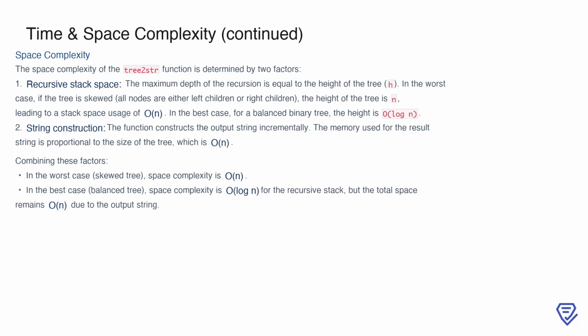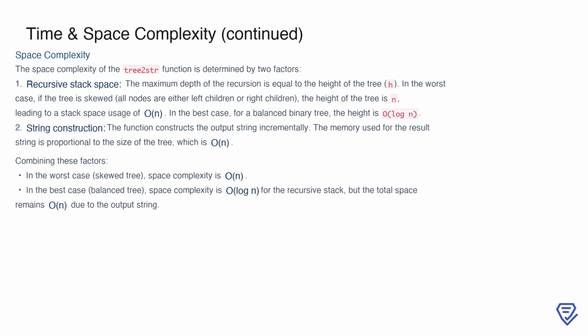In the best case, for a perfectly balanced binary tree, the height is proportional to O(log n). Second, the function builds the output string incrementally. The memory required for this string is proportional to the total number of nodes, or O(n), since each node contributes to the final result. When combining these two factors, the overall space complexity in the worst case is O(n), as the skewed tree maximizes both stack usage and string size.